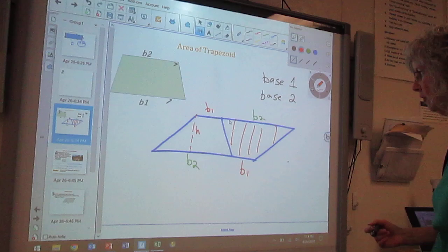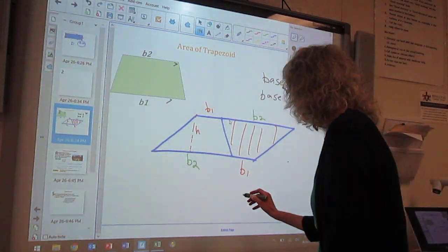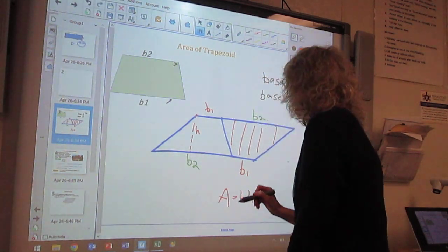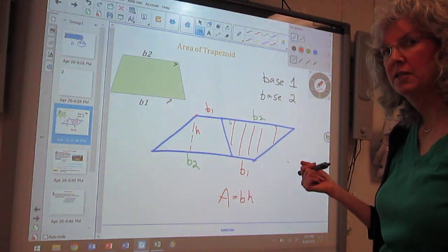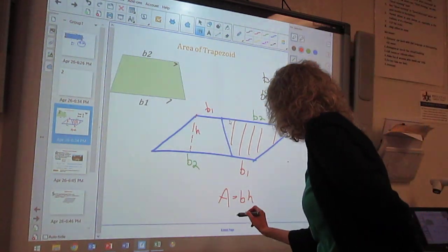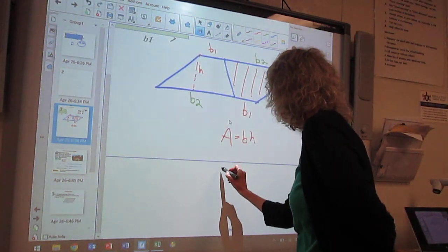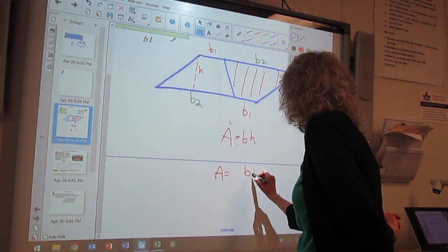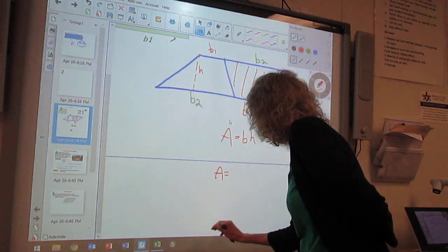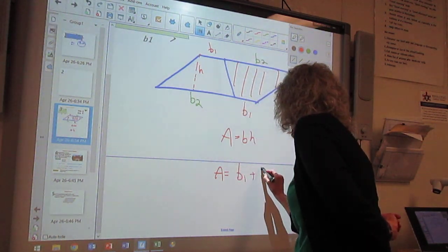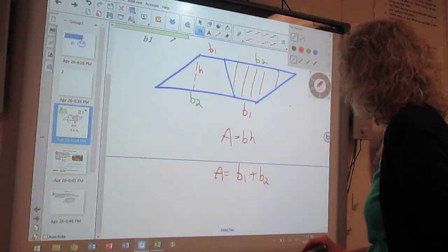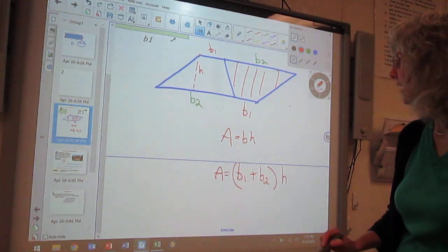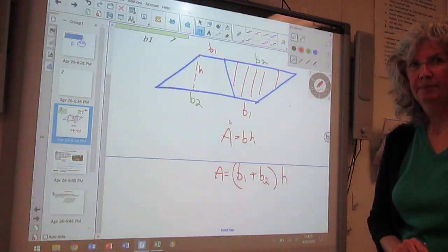Well, if that's a parallelogram, as we did on the last slide, the area of a parallelogram is equal to the base times the height. But what's the base on this parallelogram? Aha! On this parallelogram, the area is equal to B1 plus B2 times H. So that is the area of that parallelogram.